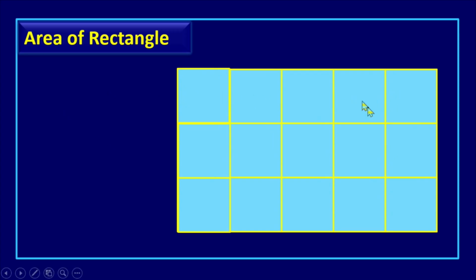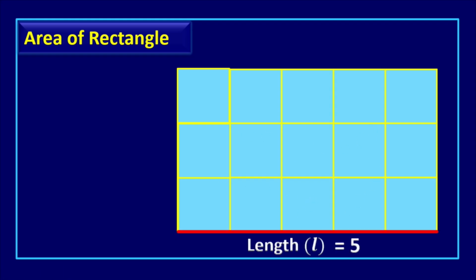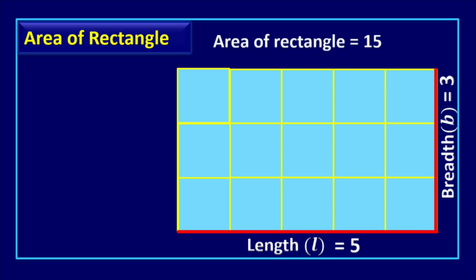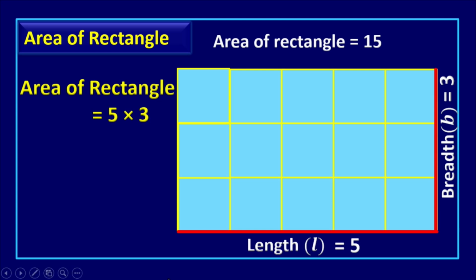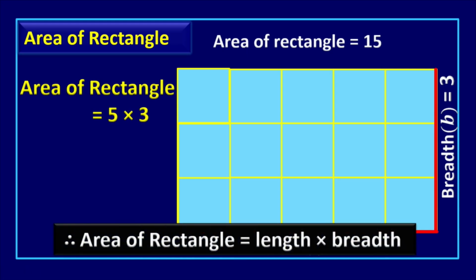Now take a look at another rectangle children. Now this consists of how many unit squares children? Yes, 15 are there. That means the length is 5 units here, whereas the breadth is 3 units. So the area will be how much children? 15. Now this 15 I am writing as 5 into 3. Again 5 is the length and 3 is the breadth. So from this we can conclude that area of a rectangle is length into breadth. Now you take any rectangle, you will always notice that area of a rectangle is length into its breadth. So this is the formula to find area of a rectangle.